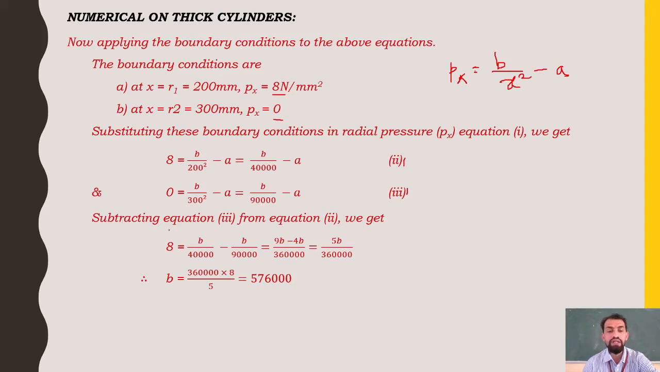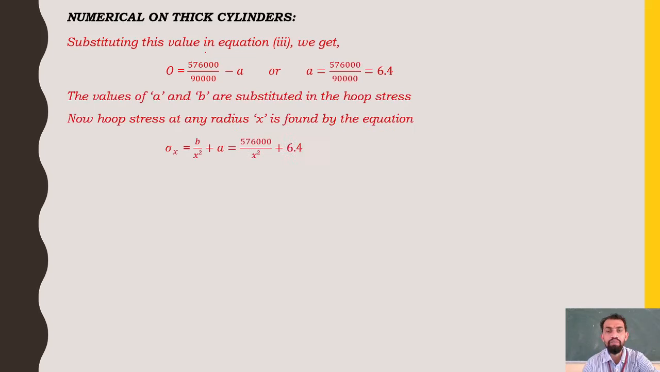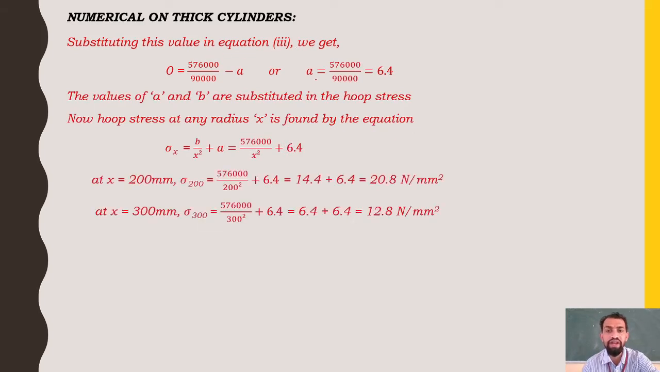Now subtracting equation 3 from equation 2, we are solving for the value of B. Subtracting and solving it, we get the value of B as 5,76,000, the constant B. Substituting this value of B in equation number 3, we can find the value of A. Either we can find the value of A by substituting in equation number 2. That you can try.